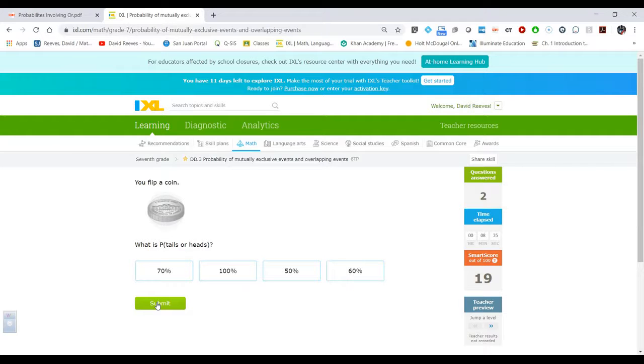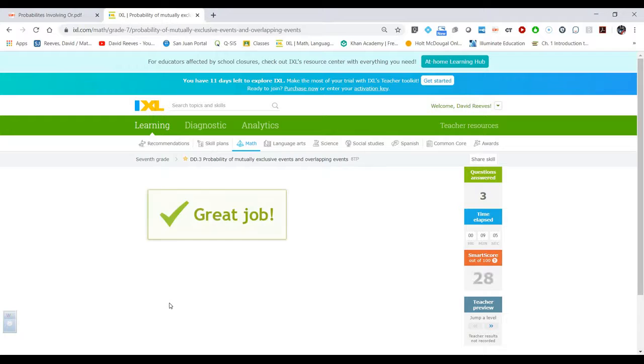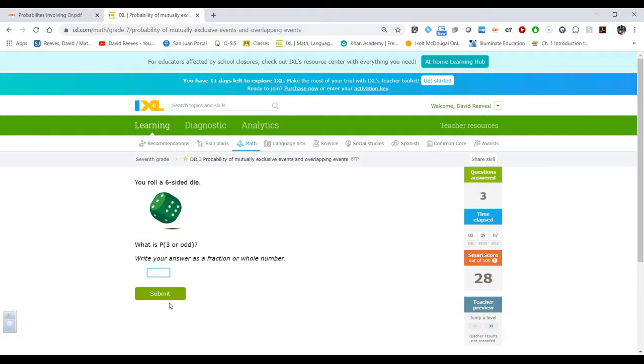Okay, so let's just talk through this right here. You flip a coin. What is the probability of tails or heads? All right, is it mutually exclusive? Can you get a tails and heads at the same time? No. What's the probability of getting a heads? A half. What's the probability of getting tails? A half. So what's the probability of getting either a head or a tail? This would be a great game to play because you would always win, right? No matter what side of the coin it lands on, you are a winner.